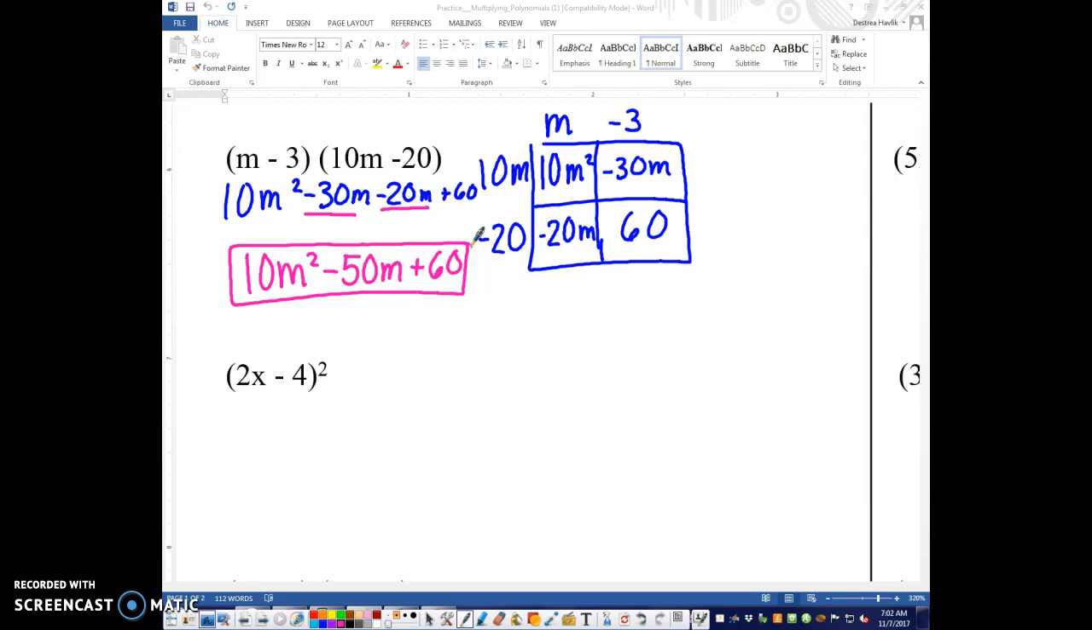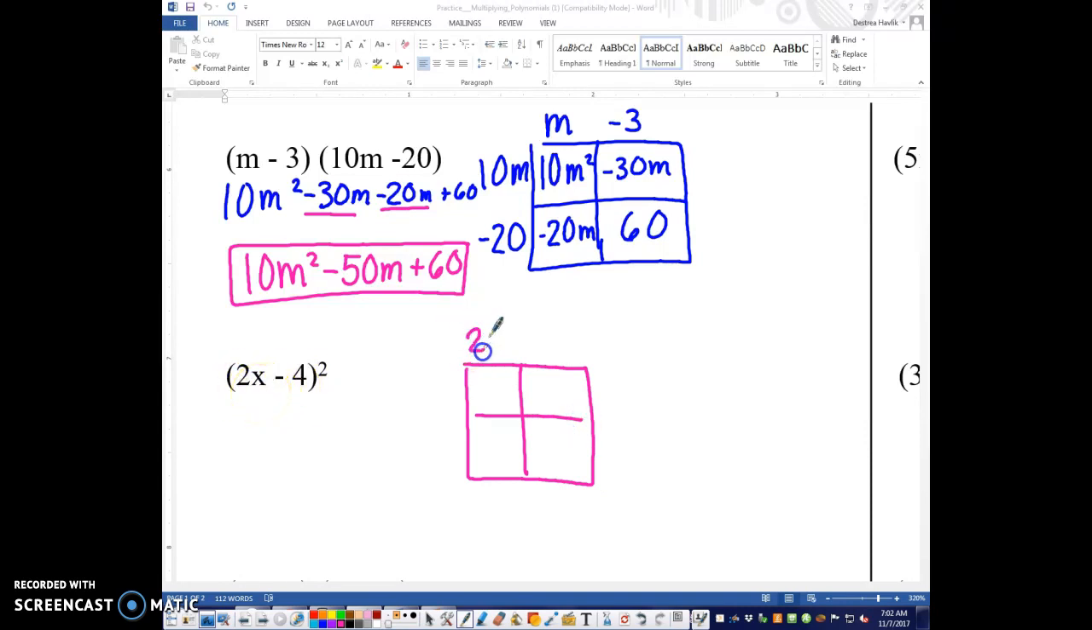Okay, now let's look at this one. It says 2x minus 4 squared. Squared means this times itself. So you make your box. It's going to be a 2 by 2, right? Because this is 2 times itself, which is also 2.